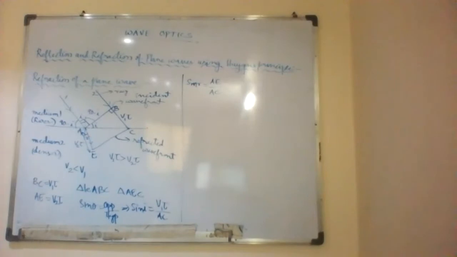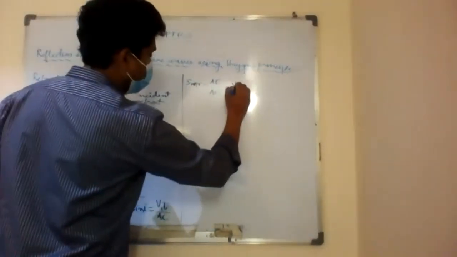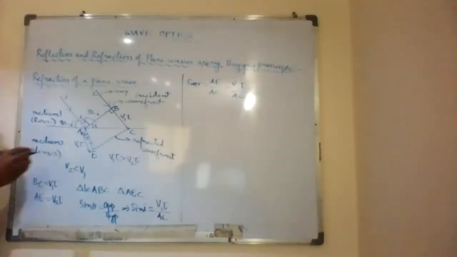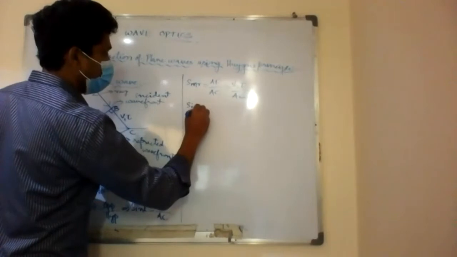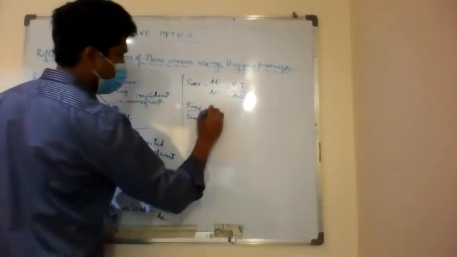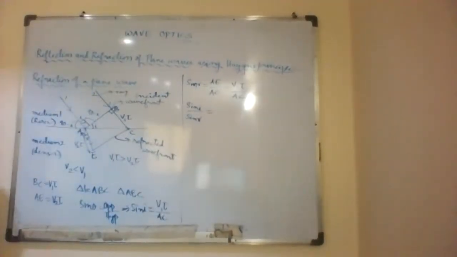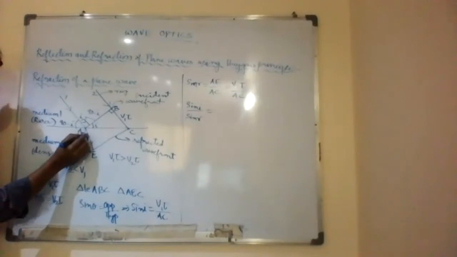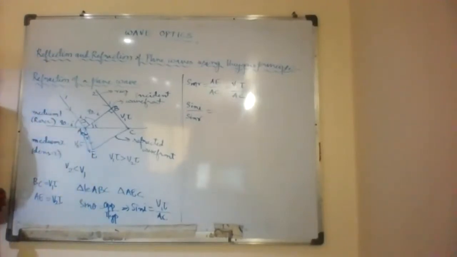Now what will happen here? AE is equal to V2 tau, so sin R is V2 tau by AC. So sin I by sin R: divide one over the other. Now the angle ACE will be R, right?